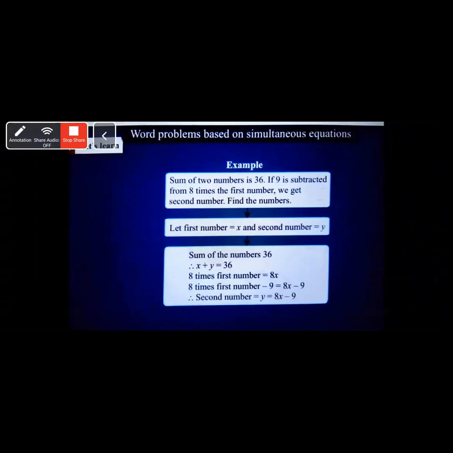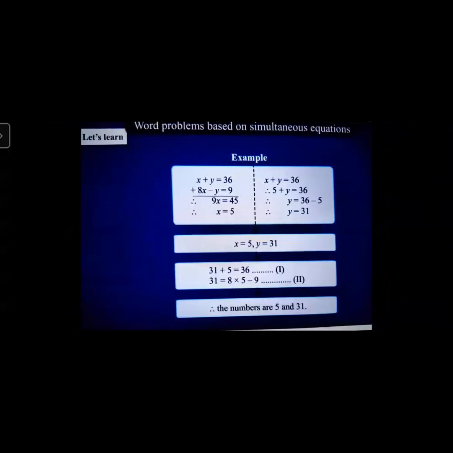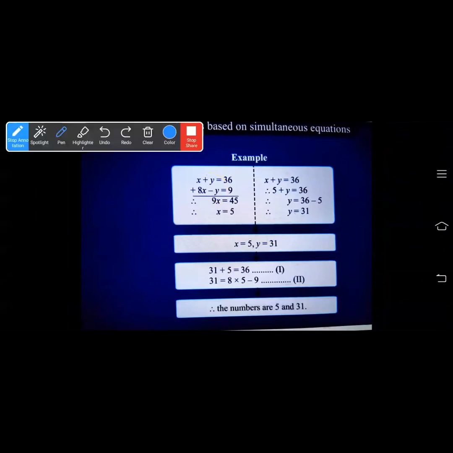Use a suitable method to solve the equations. So we are using the elimination method over here. After rearranging y is equal to 8x minus 9, you get 8x minus y is equal to 9. Here you can see plus y and minus y will get eliminated. 36 plus 9 is 45. x plus 8x is equal to 9x. Since 9x is equal to 45, therefore x is equal to 45 divided by 9, which is 5.